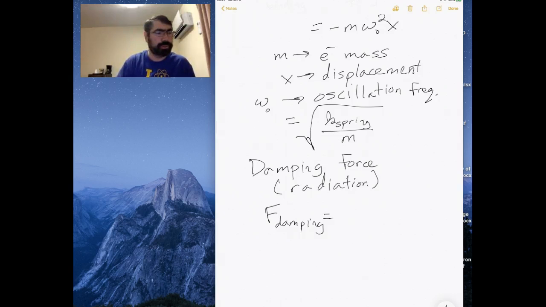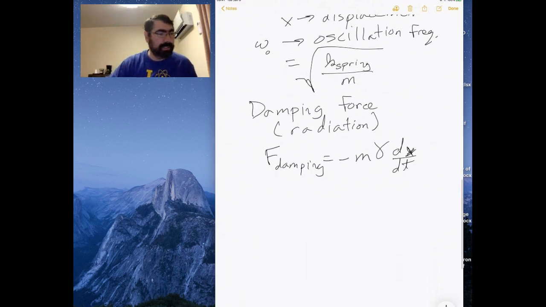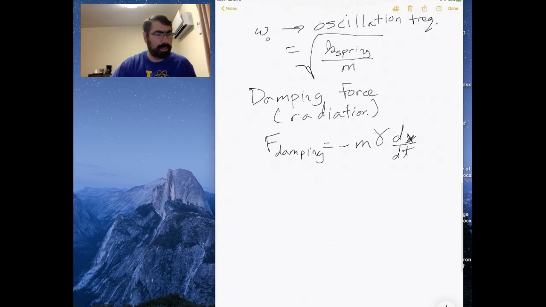So we're going to model this damping force as minus m times some factor gamma times the velocity of the electron. So dx/dt is the velocity of the electron. You can think of it almost like a frictional force from classical mechanics. So gamma is just a factor, which is the strength of the damping.